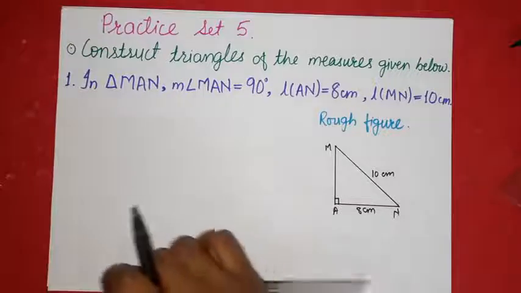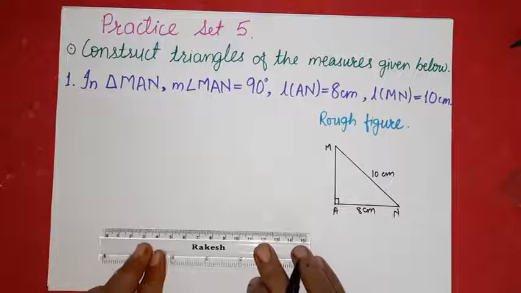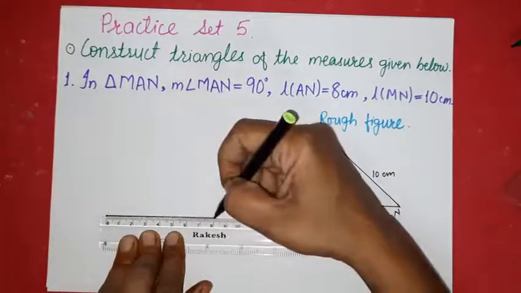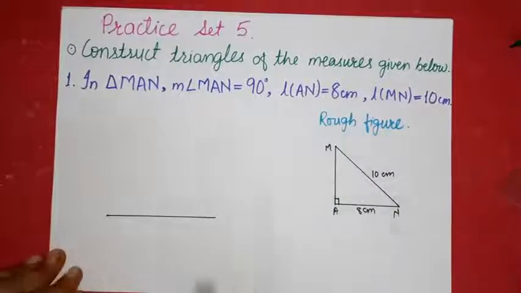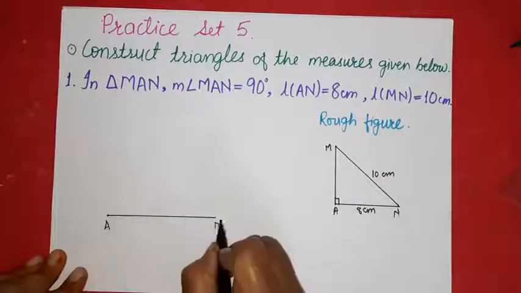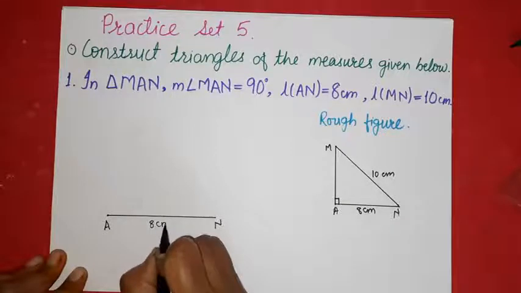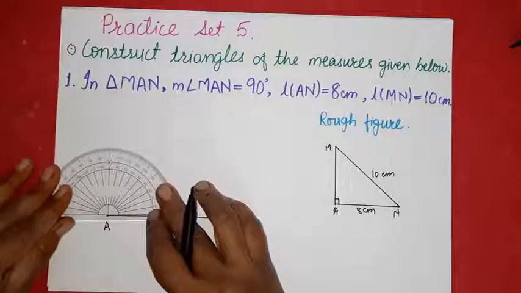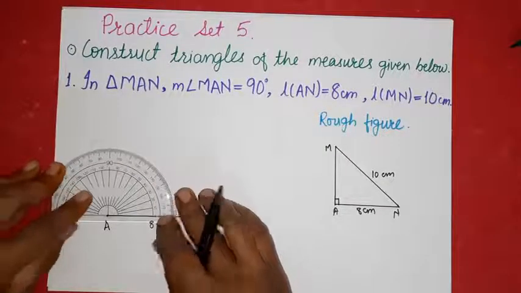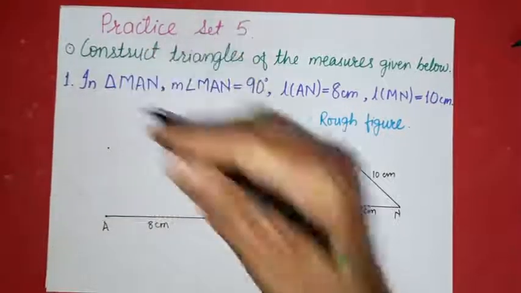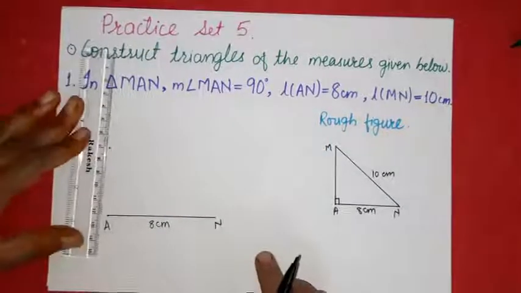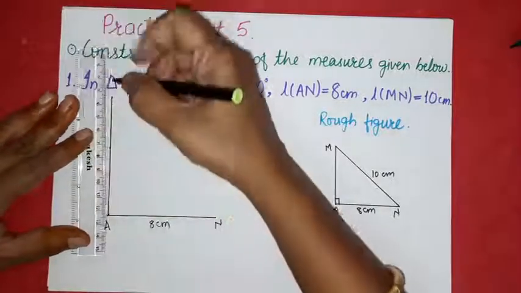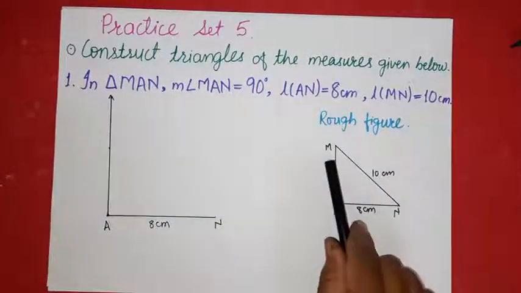Now let us start with the construction. Draw segment AN of 8 centimeter. So from 0, draw the segment up to 8. Give the name to this segment AN. Here the length is 8 centimeter. So write it here. Now to draw the right angle, use the protractor, put it on vertex A, mark 90 degrees here like this. Now join this using the ruler, draw the ray starting with origin A. Give the arrow. Now we have to find the location of M.